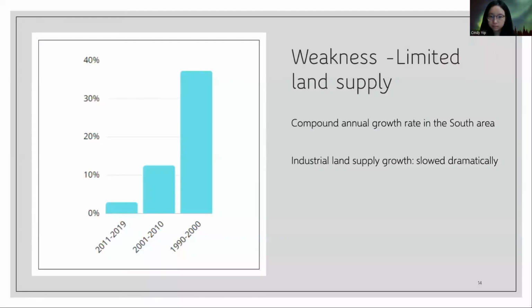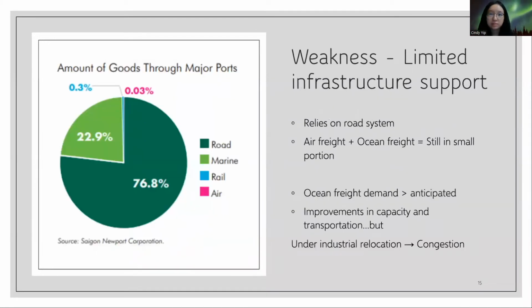This is the compound annual growth rate in the South area, and it shows that the industrial land supply growth has slowed dramatically. The next weakness is the limited infrastructure support. In Vietnam, the road system plays a significant role in the flow of goods. Although Vietnam's air and ocean freight volumes have increased significantly, the bulk of the cargo from Vietnam is still shipped by land.